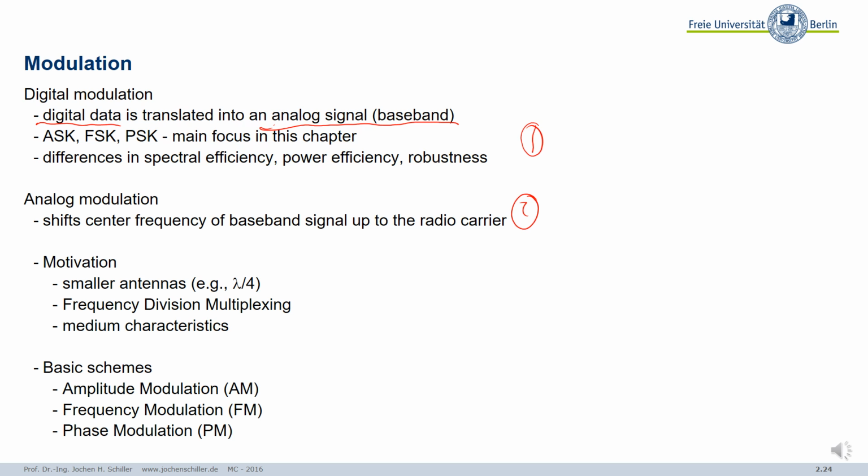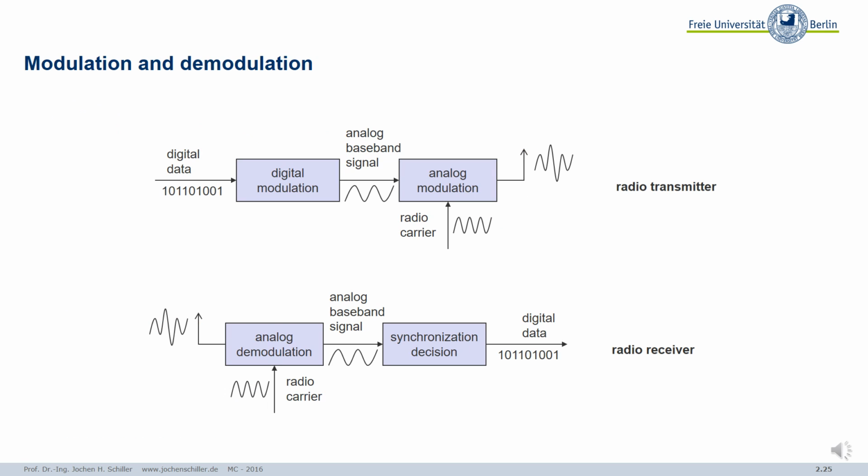And there are also three basic schemes how you can do this analog modulation: amplitude, frequency, and phase modulation. So you have the shift keying technologies. They translate basically the digital data into an analog signal. And you have then the analog baseband signal you can modulate on a carrier frequency. These are the classical two steps you can do. In real systems, you have several intermediate steps. Not interesting here.